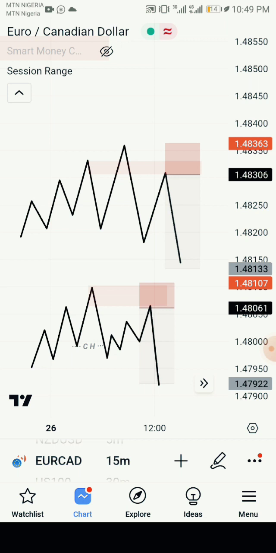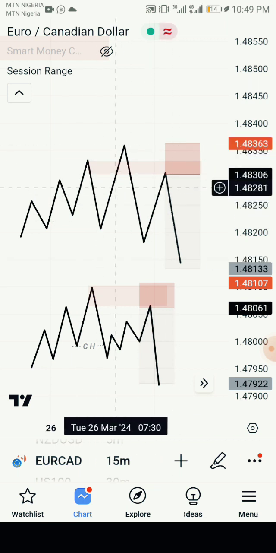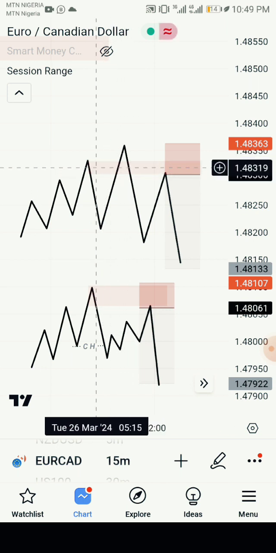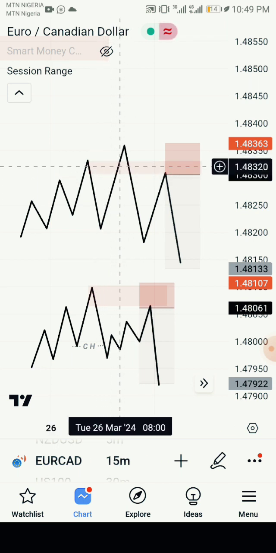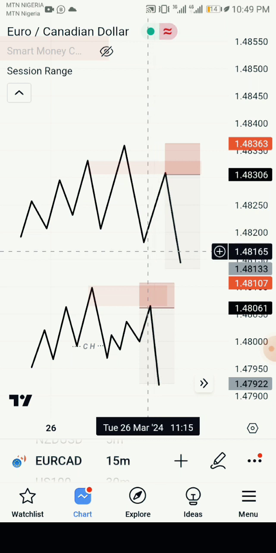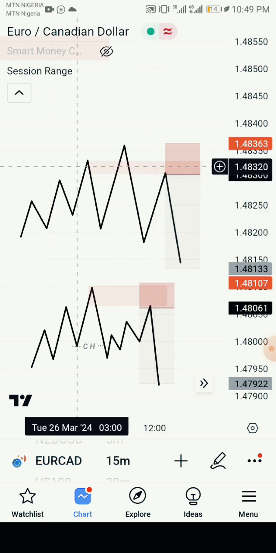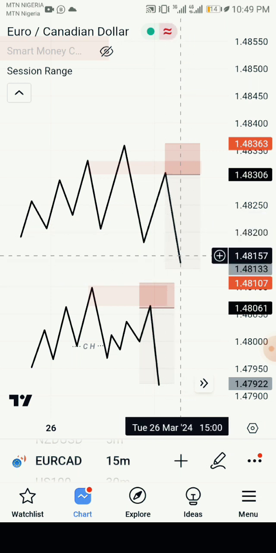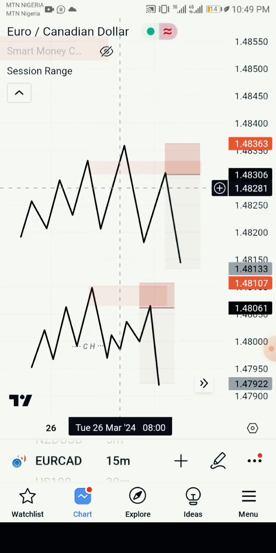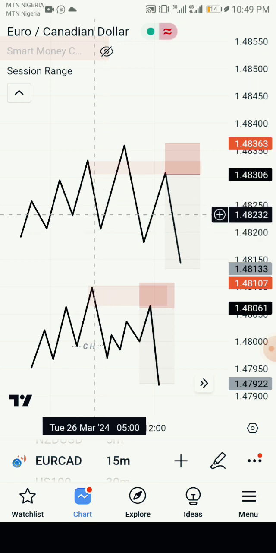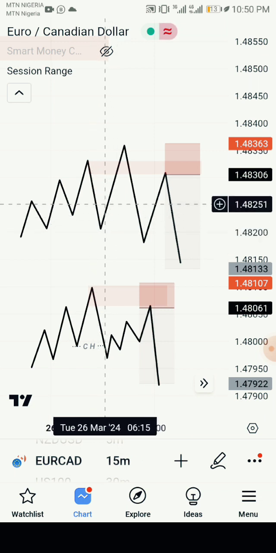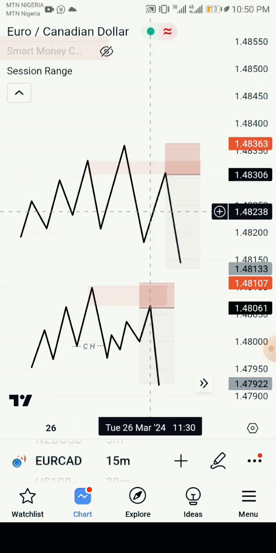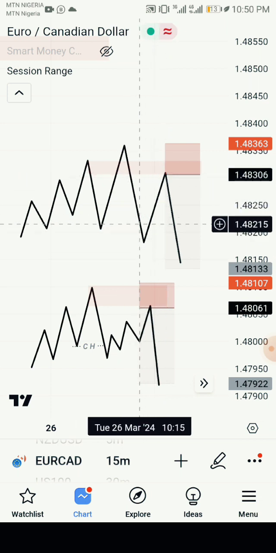Okay, so high probability setup. This is a Quasimodo. This one here is a Quasimodo. This other block was supposed to be respected, but however, price broke through it and broke down, and then price came back up, tapped into it, and dropped. This is what a Quasimodo looks like. Now, there are certain things that will make me take a trade from this Quasimodo, actually, right? There are certain things that price will do that will make me take this Quasimodo.